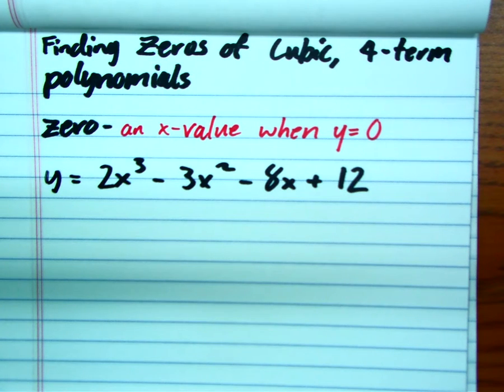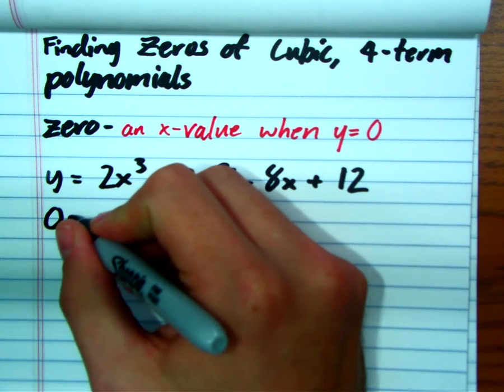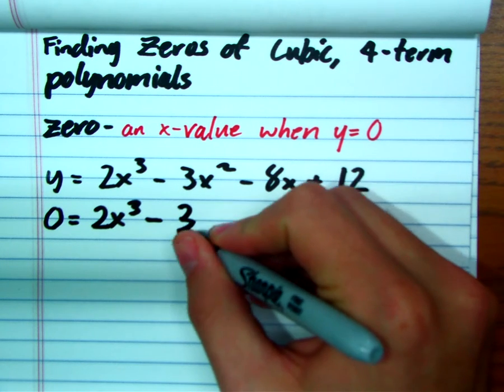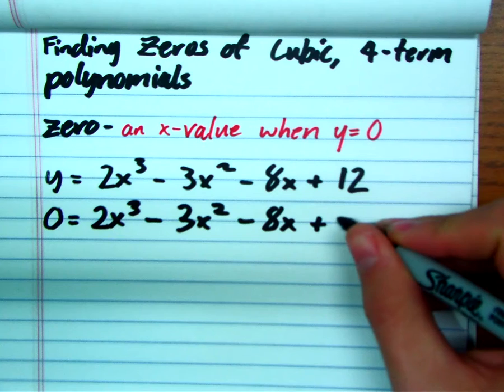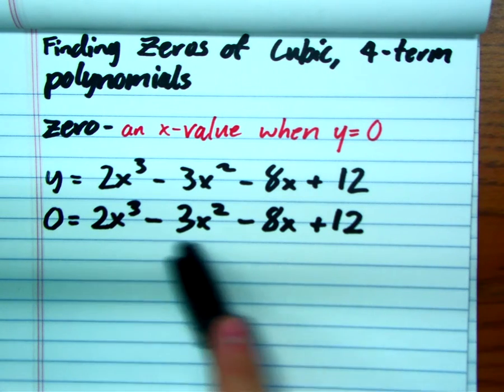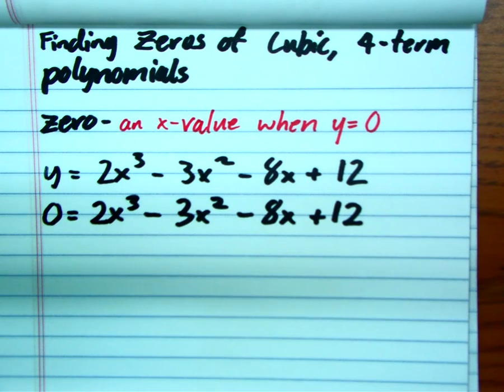So let's find some zeros for this function. This function is a four-term cubic polynomial, and we want y to equal 0. So I'm going to make y equal 0. Now, the first step in this process, similar to things we've done before in earlier videos, we want to factor this polynomial so that we can solve each factor separately. So let me factor the polynomial.